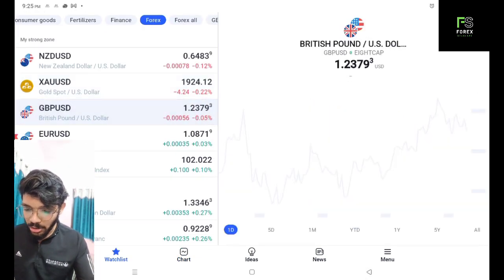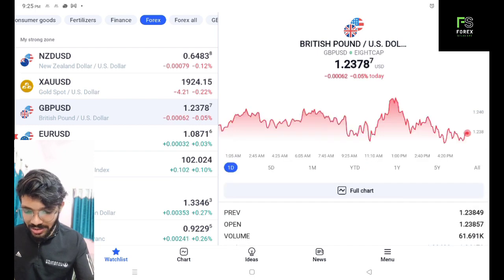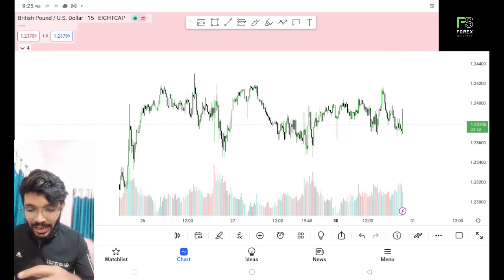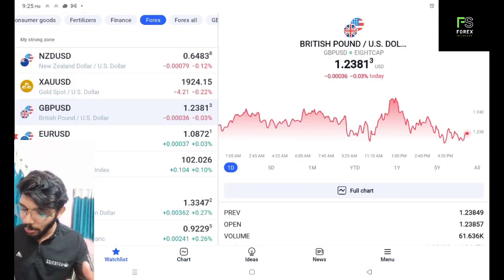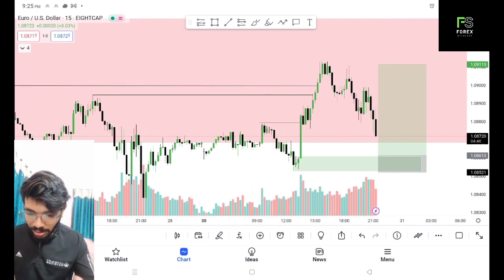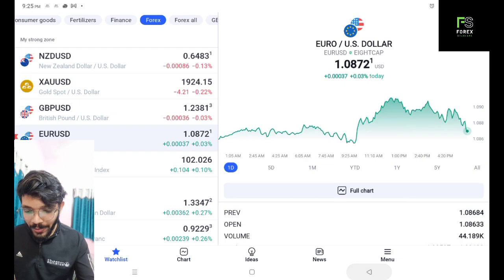Now coming to GBP USD, I think GBP USD is again at a liquidity junction, and anything can happen from here on. That is why I'm not very sure on Euro USD as well. Just take a look at how it's coming down. So I'm a bit unsure about Euro USD as well, but still I'd like to see how this reacts.